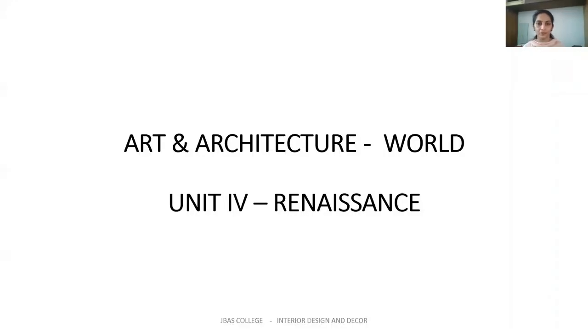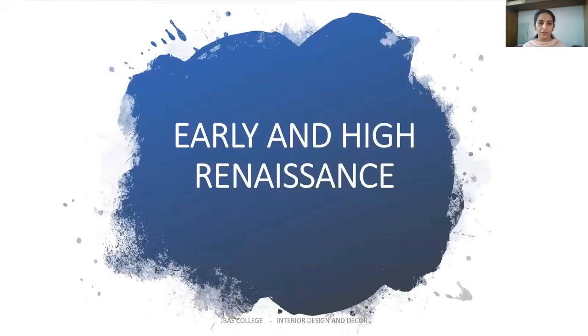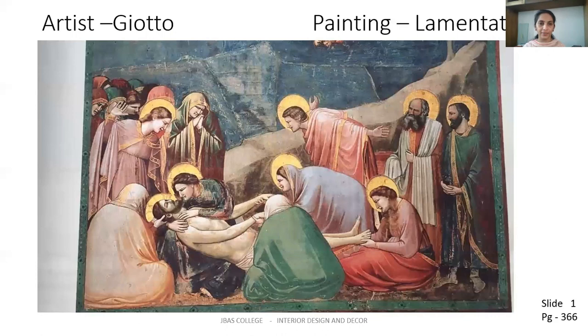Hi everyone. Today we are going to learn Unit 4, which is Renaissance artists, painters as well as sculptors. As we've learned earlier, Renaissance means new birth, or rebirth. This was the phase where the artists came up with completely new laws, techniques and methodologies to do their artwork. We start with the early and high Renaissance.